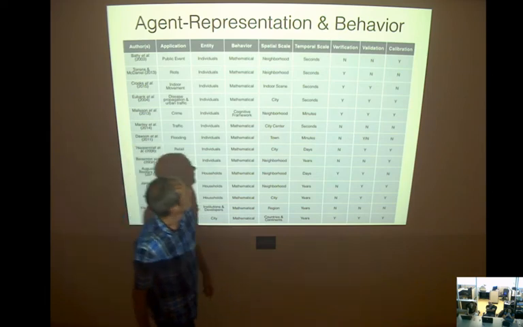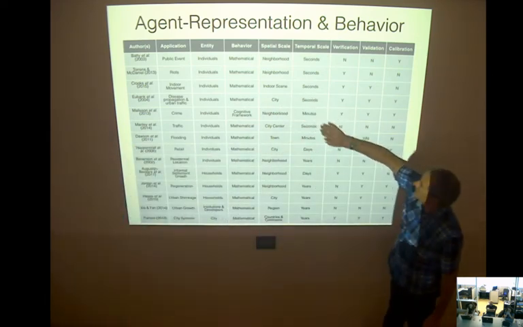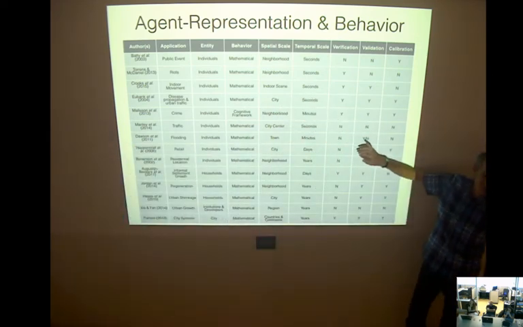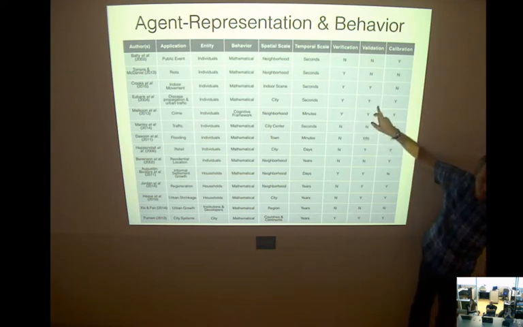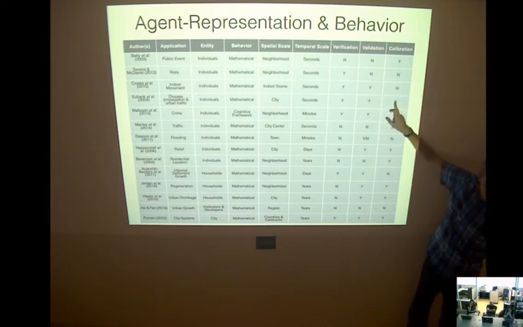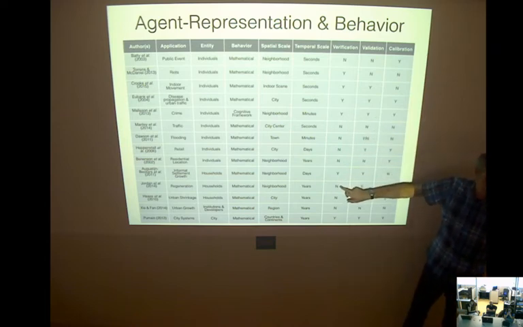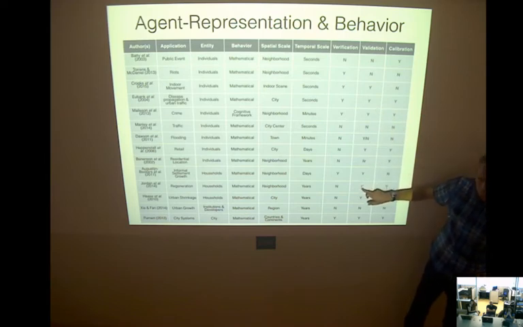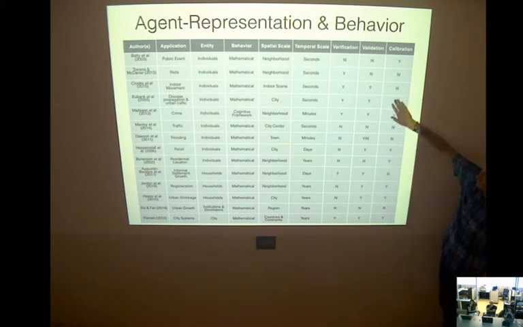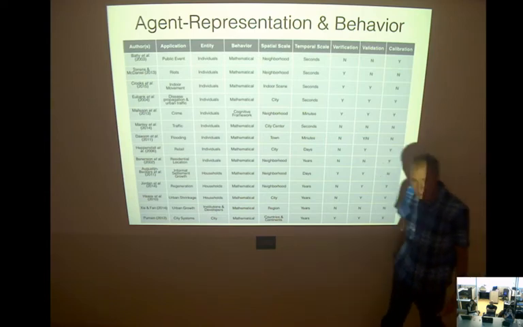The spatial scale, the temporal scale, and here's something that's really quite interesting. Do the papers specifically mention verification and validation? And do they mention calibration? What I found really quite interesting was not all papers mention how they verified the model. Some do, some don't mention validation. If they do mention validation, they don't necessarily say if it's qualitative or quantitative validation. And very few agent-based models mention calibration.